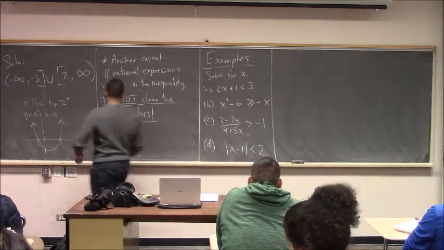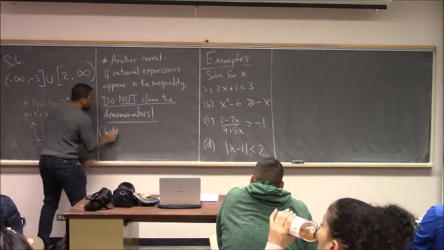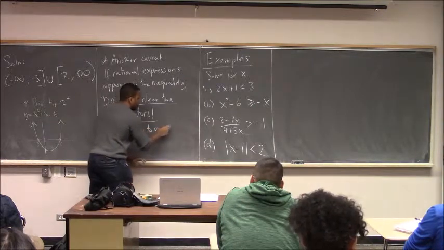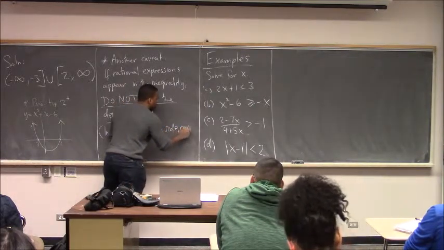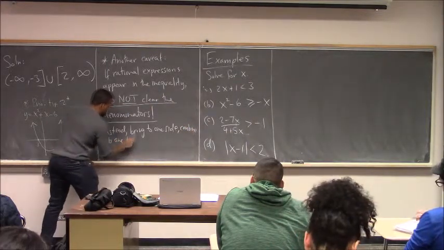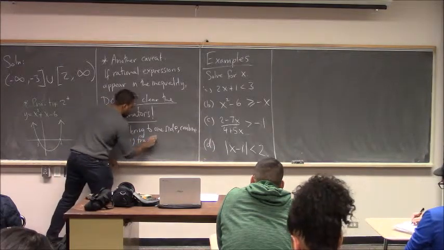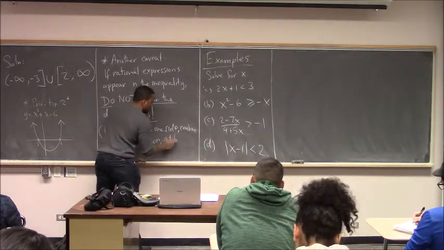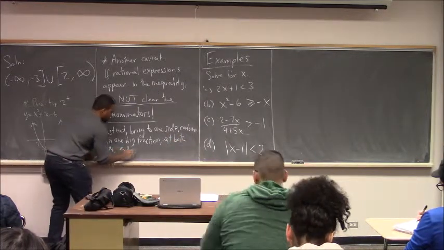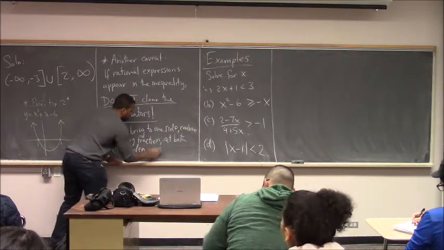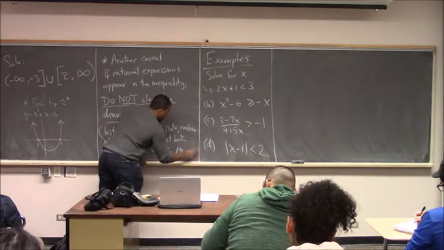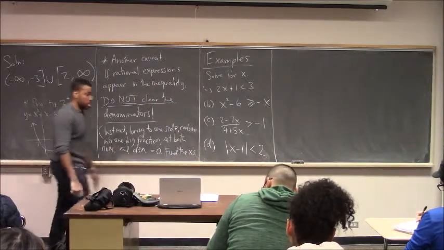So what you would do here is instead bring everything to one side, combine into one big fraction, set both numerator and denominator equal to 0, and find the x's. So that's the strategy. So let's actually see how that would look here.